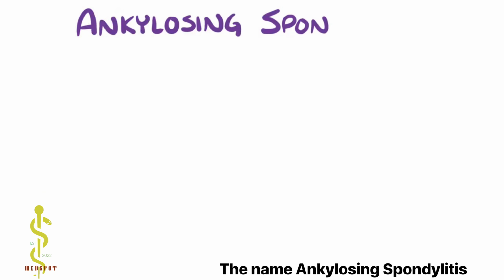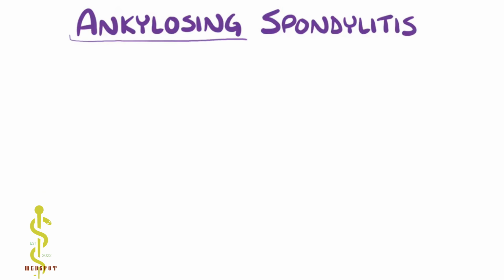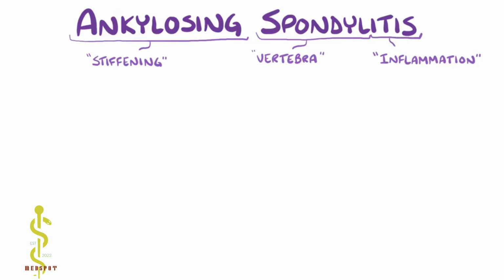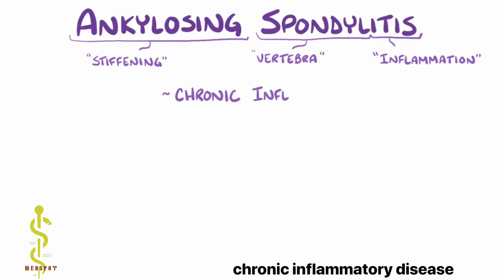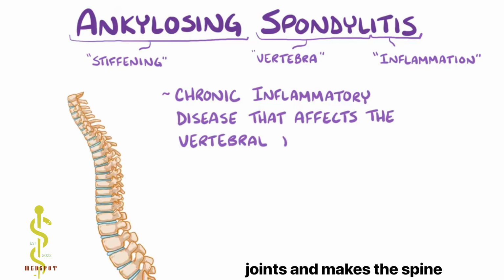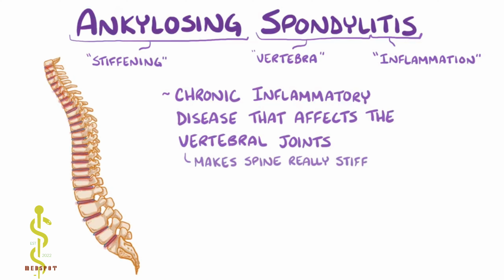The name ankylosing spondylitis can be broken down. Ankylosing means stiffening, spondylo refers to the vertebra, and itis refers to inflammation. So ankylosing spondylitis is a chronic inflammatory disease that affects the vertebral joints and makes the spine really stiff, but can also cause inflammation in other parts of the body, like the eyes and blood vessels.